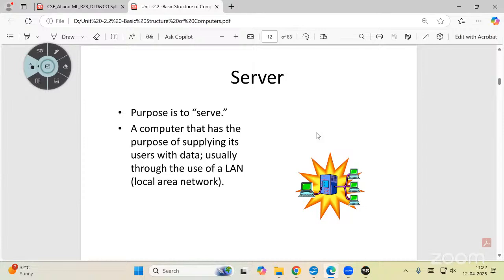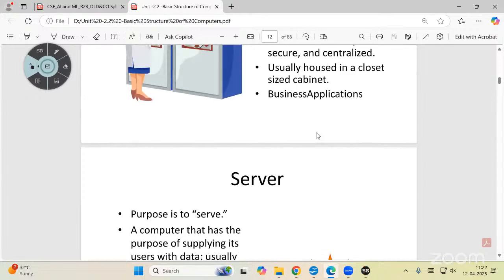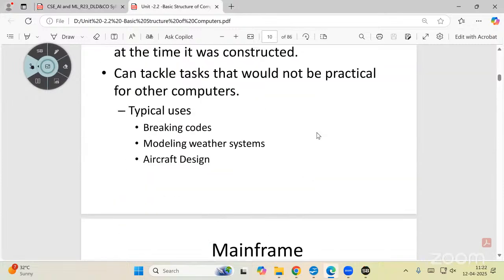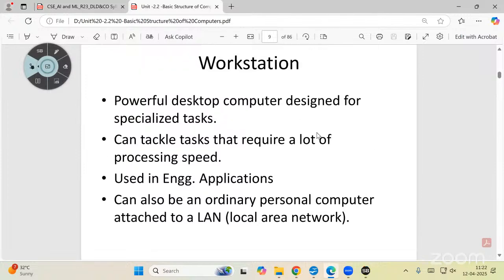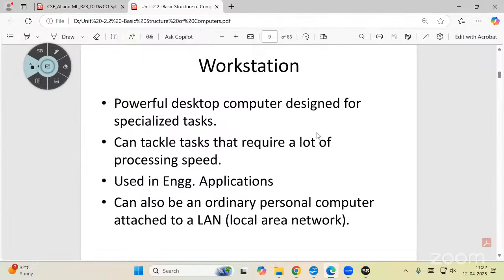Next one, workstation. Workstation is designed for powerful tasks.